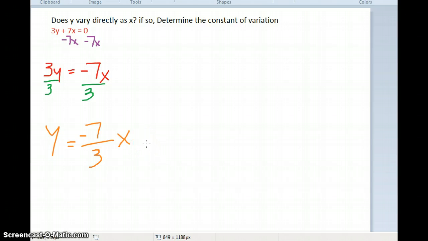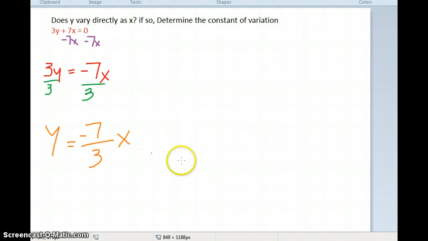So again, all we're doing to check if it's a direct variation is solving for y. Now after you solve for y, you need to check, is there a plus or minus b over here? Is there a y-intercept? So is there a plus 1 or a minus 7? Not that negative 7, because negative 7 over 3 is the coefficient of x. It's really not added or subtracted to x. It's multiplied to x.